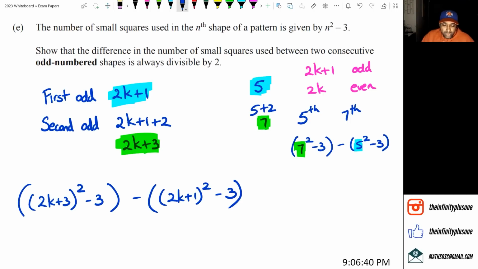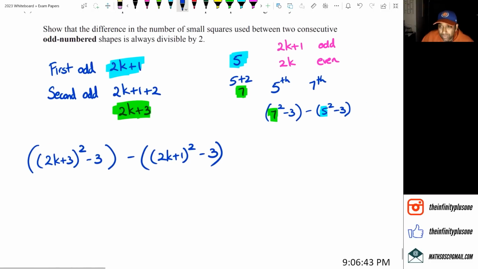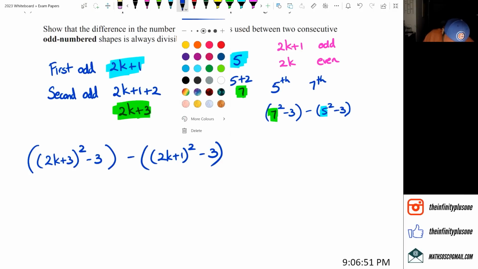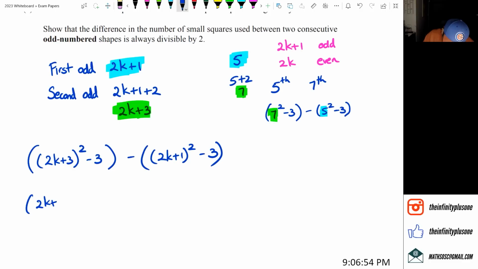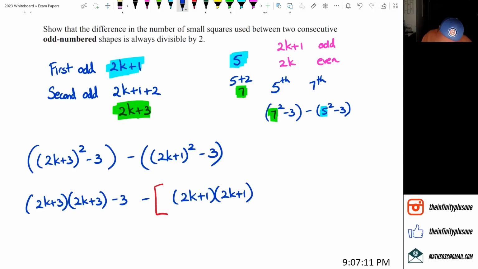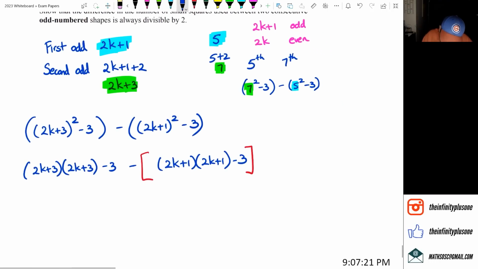Alright guys, just like that previous question that we did in question 2, we're going to do something similar here. We're going to expand it and then get a common factor of 2 out, and if we do that, then this whole thing is divisible by 2. So expanding the brackets, I've got 2k plus 3 times 2k plus 3 minus 3 minus, and remember that big red bracket that we talked about? We're actually going to put that big red bracket this time. So we've got 2k plus 1, 2k plus 1, minus 3. Because if we don't put that big red bracket, we forget that negative 1 in front, and then that just stuffs up the rest of the equation.